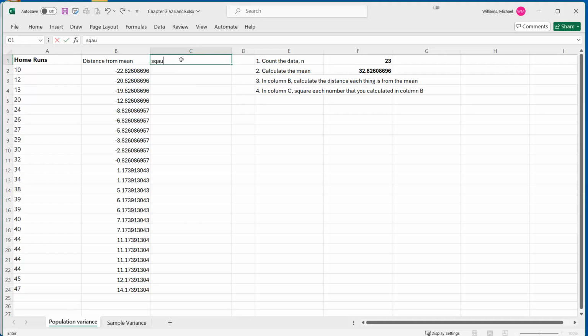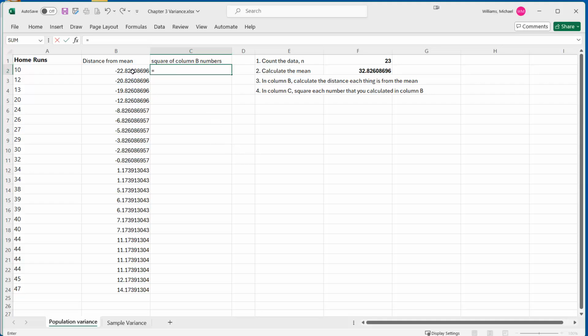Square of column B numbers. Raise to the power of 2. I forgot my n here. Let's do the first one.